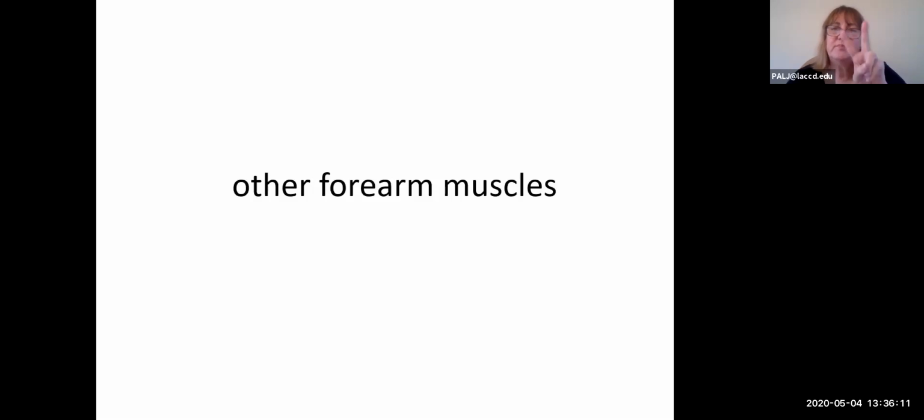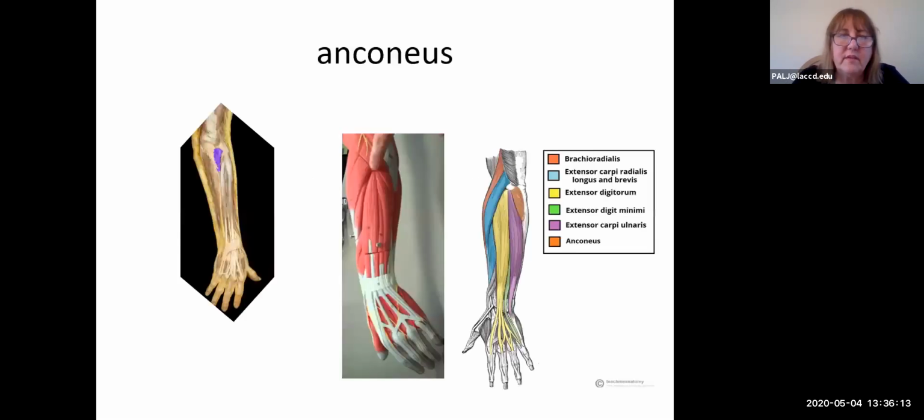Okay, so 2 other muscles. The first one is called the anconeus. So if you recall on that other model where I was showing we had the brachioradialis, we had the extensor carpi radialis longus, the extensor carpi radialis brevis, then we had the extensor digitorum going down to the 4 digits. Then we had the extensor carpi ulnaris after skipping the little muscle that goes to the pinky finger. And I said, and we have this other muscle right over here we haven't talked about yet. Okay, that's the one we're talking about now.